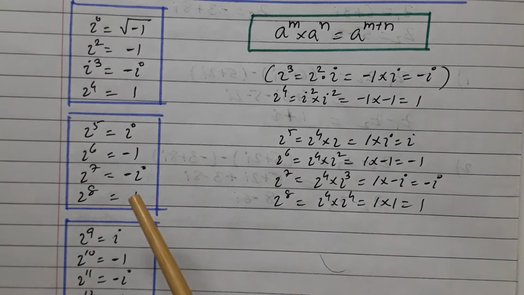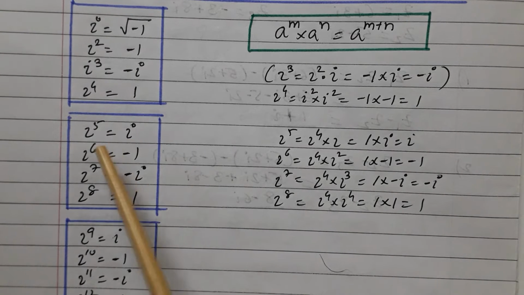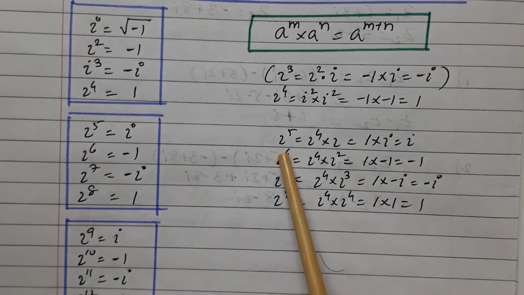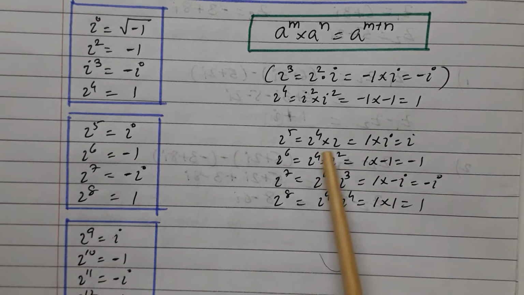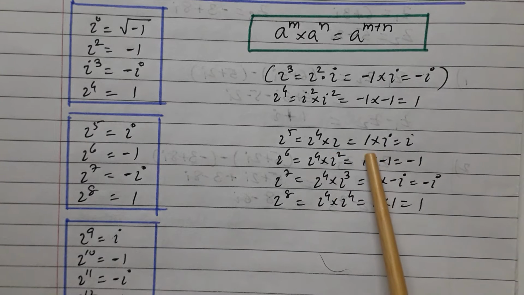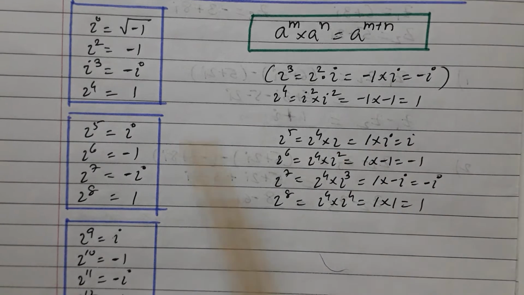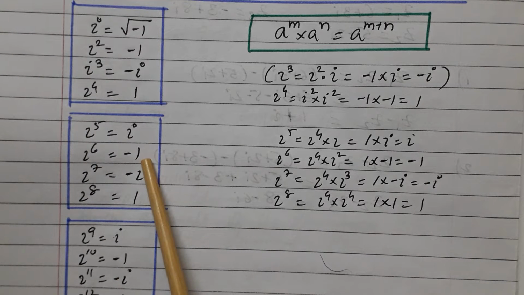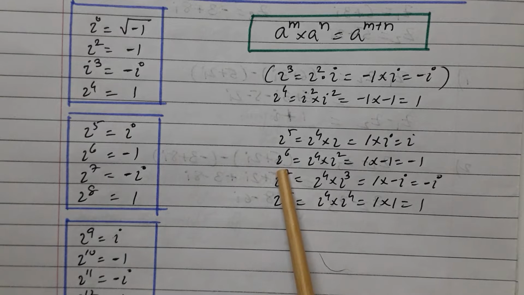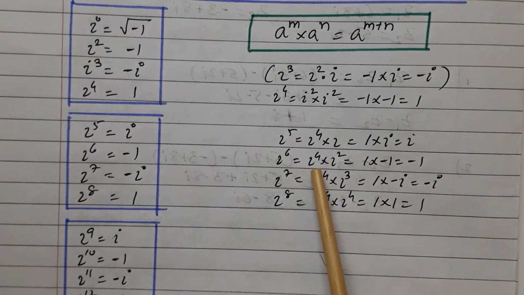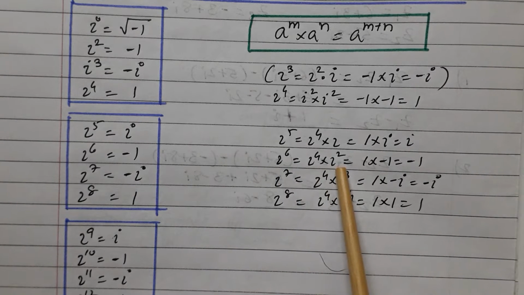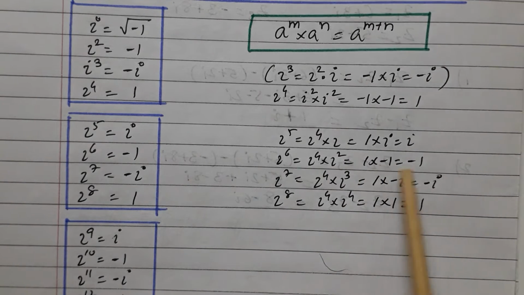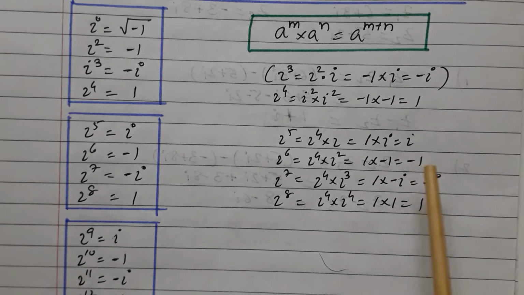Now let us see some more higher powers of iota. Iota raised to 5 is iota. And we can write iota raised to 5 is iota raised to 4 into iota, which is 1 into iota, that is equal to iota. Iota raised to 6 is -1. And this is written as iota raised to 6 is iota raised to 4 into iota square, which is 1 into -1, and that gives us -1.